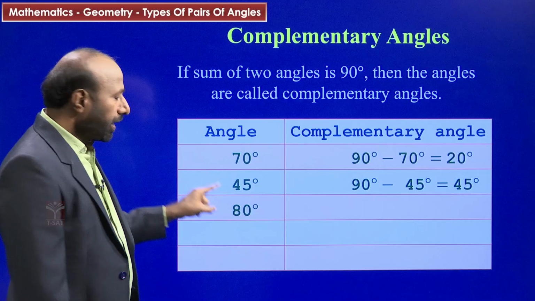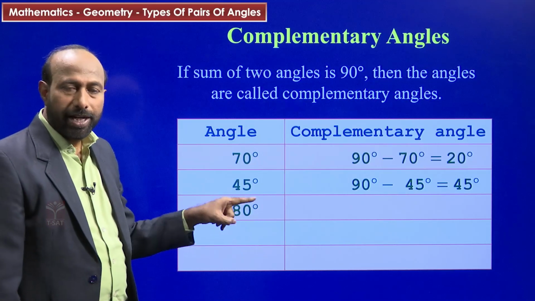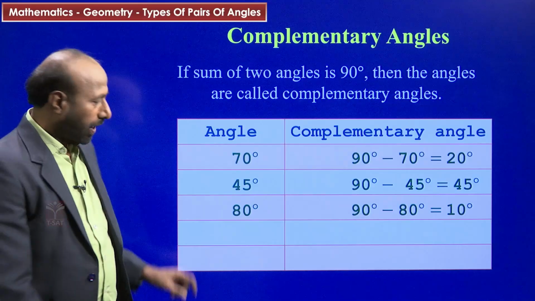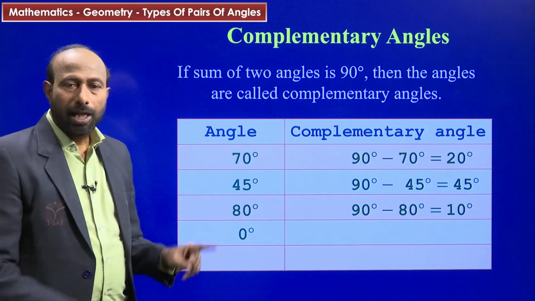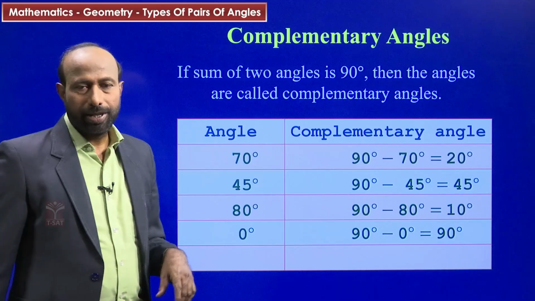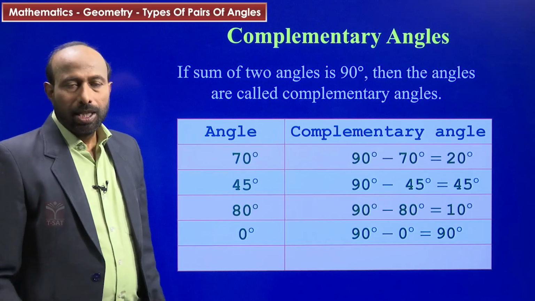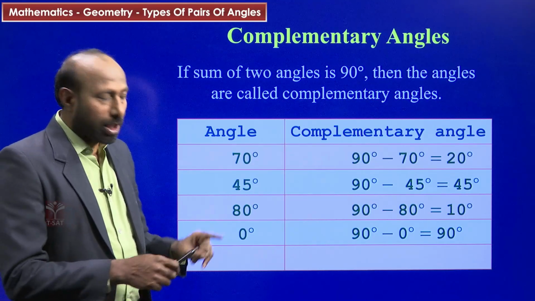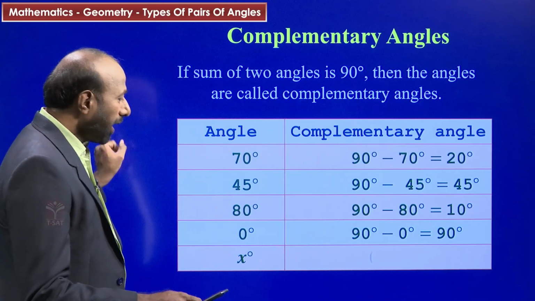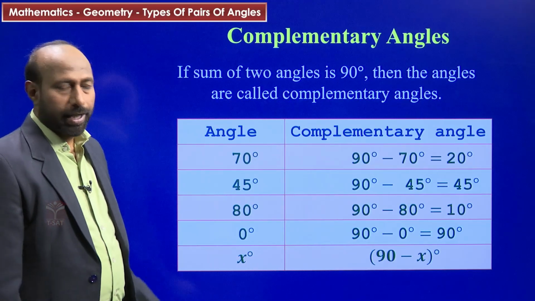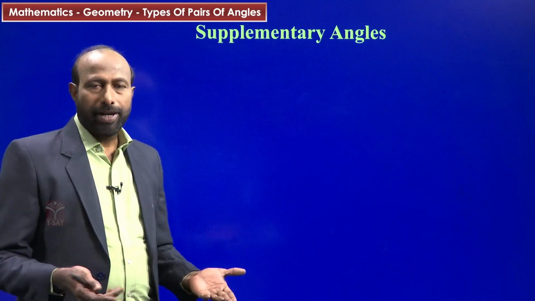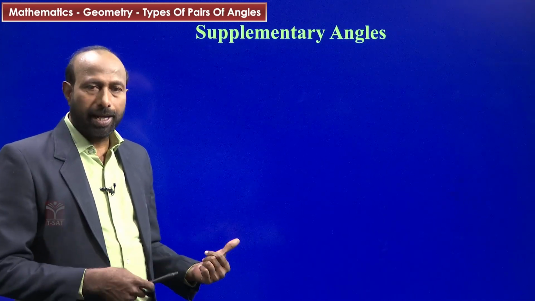If we take 80 degrees, the complementary angle of 80 degrees is 90 minus 80, 10 degrees. And if we take 0 degrees, the complementary of 0 degrees is 90 degrees minus 0 degrees, which is equal to 90 degrees. So, in general, we can say that the complementary angle of x degrees is equal to 90 minus x degrees. Let us see another type of pair of angles, which is supplementary angles.